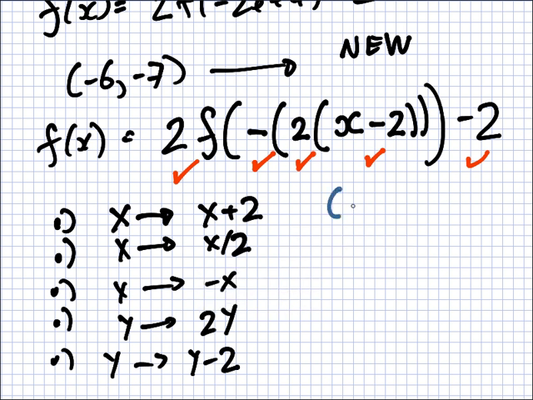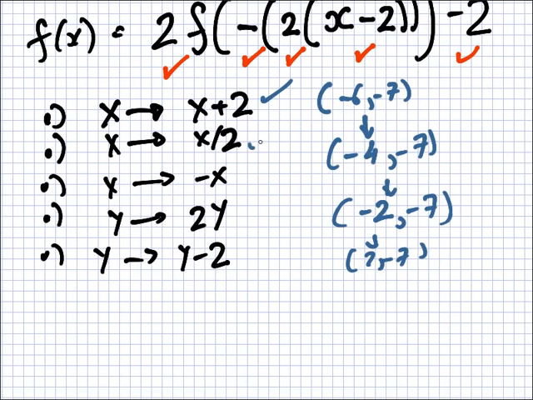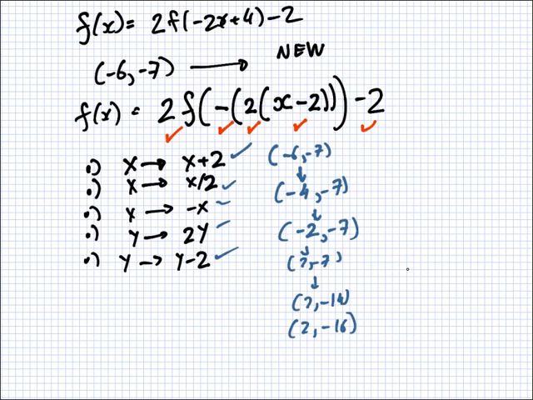And then lastly, the y you translate it down 2 units. Okay? So minus 6, minus 7 will first become minus 4, minus 7, if you do that. Then what will it become next? Minus 2, minus 7, and then next 2, minus 7, good. And then next 2, minus 14. Good. And then lastly 2, minus 16. Okay, so let's see if what we did was right.